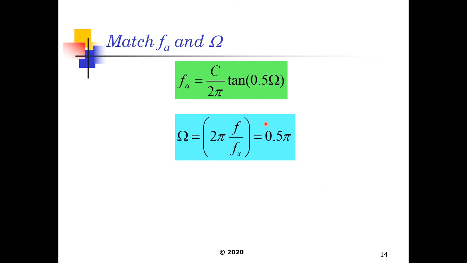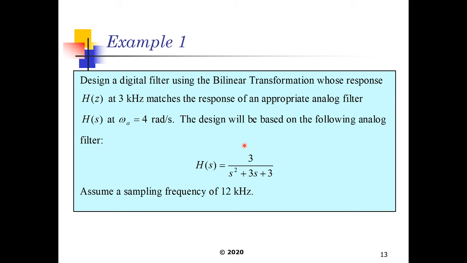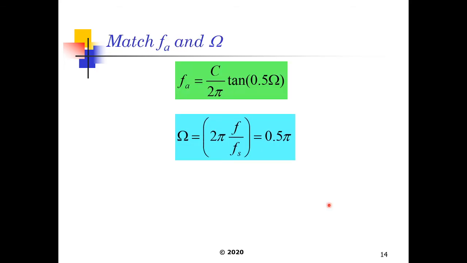In case you're wondering how we got 0.5 pi here, let's go back a few slides. F of s here was 12 kHz. F here was 3 kHz. So we put 3 divided by 12, we get 1 divided by 4. And then this 2 pi will be multiplied by 1 divided by 4, so that will give us half pi, which is equal to 0.5 pi.